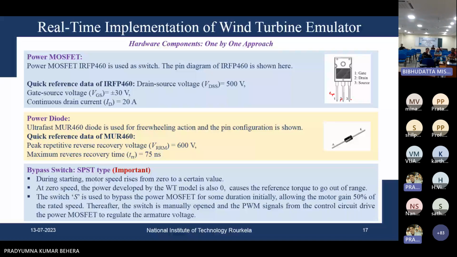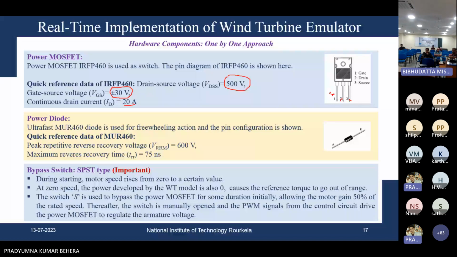For your quick reference, I have given the drain to source voltage, VDSS, of this MOSFET, which is 500 volt. The gate to source voltage of this MOSFET lies between plus minus 30 volt, and the continuous drain current is 20 ampere. Next, we will discuss the power diode.